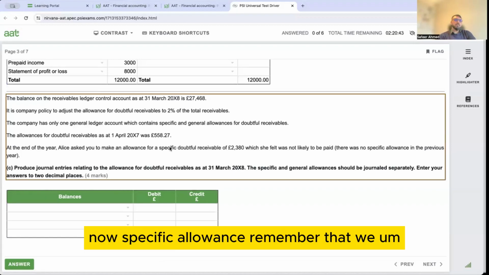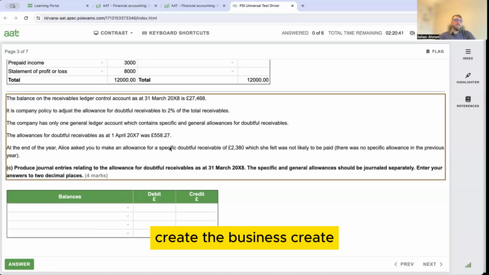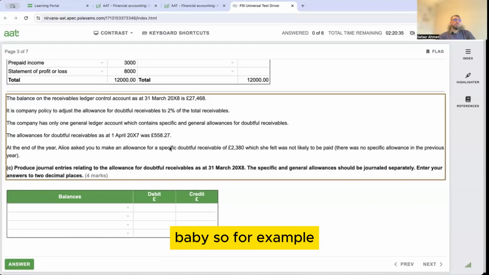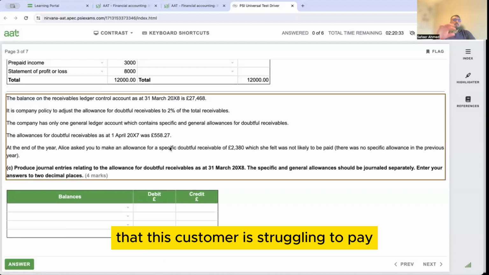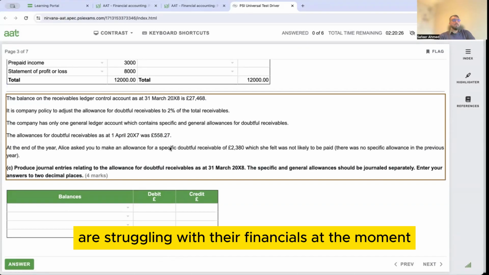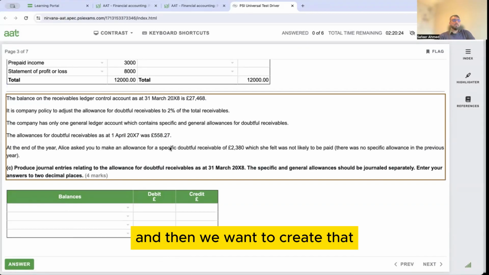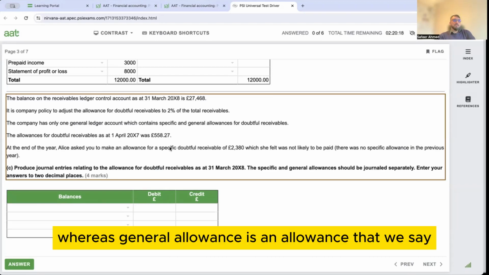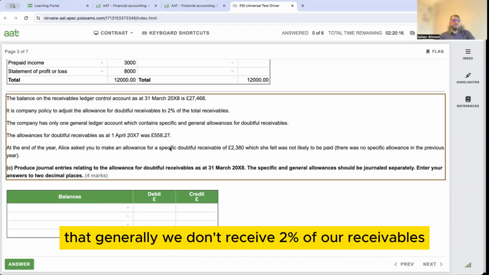Now, specific allowance, remember that we create, or the business creates, against a specific balance from a specific customer. So, for example, if we came to know that this customer is struggling to pay or struggling with their cash flows or with their financials at the moment, then we want to create that because it's likely that we are not going to get our money from that customer. Whereas general allowance is an allowance where we say that generally we don't receive 2% of our receivables or 3% of our receivables.